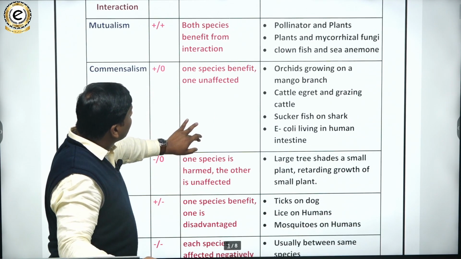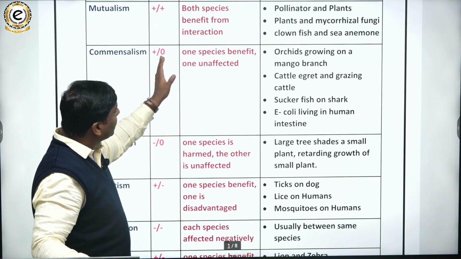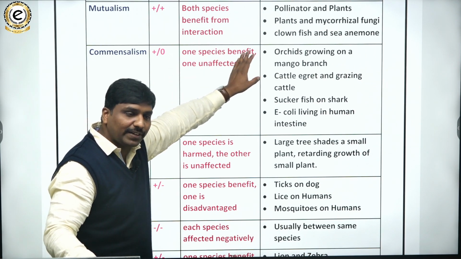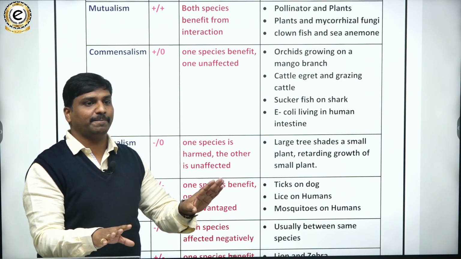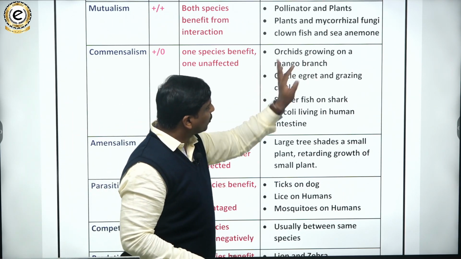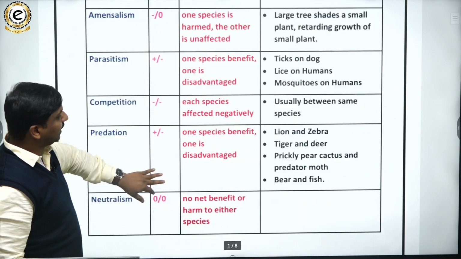And commensalism is another type. In commensalism, what will happen? One species will be benefited and the other one would be unaffected. There is neither harm nor benefit. For example, orchids growing on a mango branch. So you see the examples.